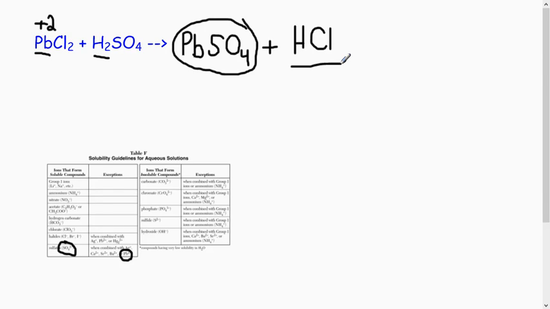Now this one isn't balanced, so to balance it I would go through and double check coefficients. Just putting a 2 in front of the HCl ends up balancing this equation.